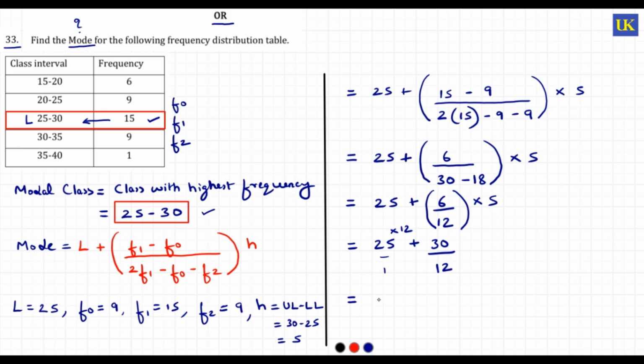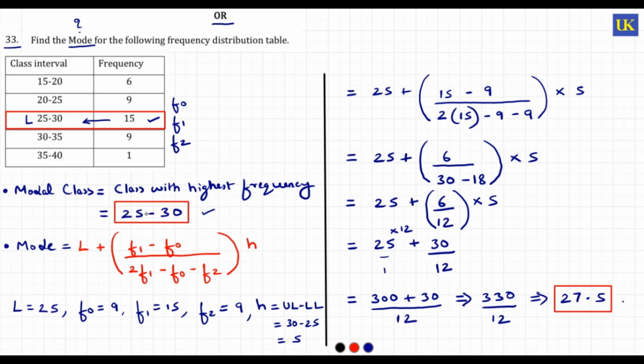So this will become 25 into 12, 300, plus 30, everything divided by 12 because we have taken the LCM now, is equal to 330 upon 12. When you divide 330 by 12, we get 27.5. This is our mode.